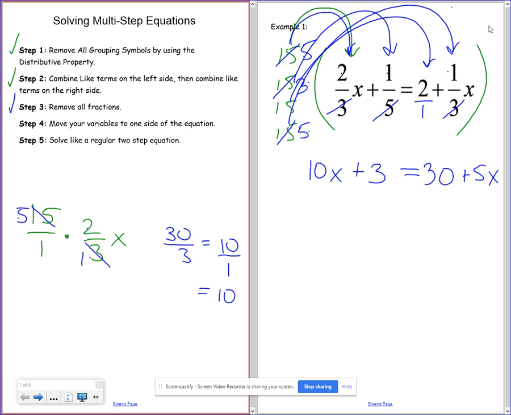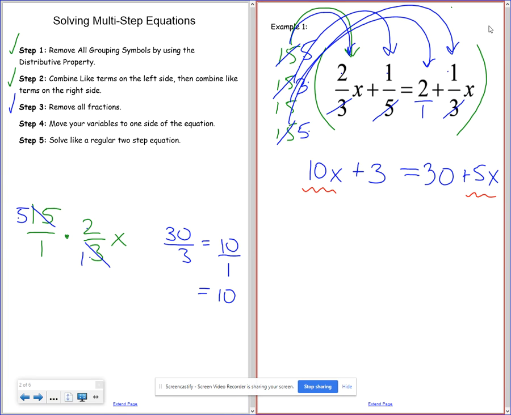So now step 4 says move your variables to one side of the equation. If you notice, on this equation we have two variables. We got 10x and a 5x. And on opposite sides. We want to move them to one side. So what you normally do is move the smaller variable. We got 10 and 5. 5 is smaller than 10, so we're going to move the 5x. To move the 5x, I'm going to subtract 5x from both sides.